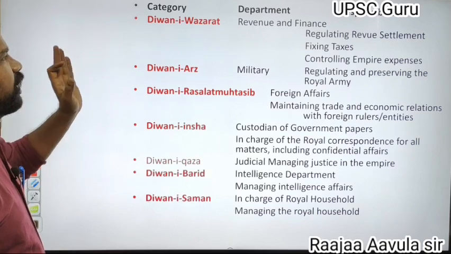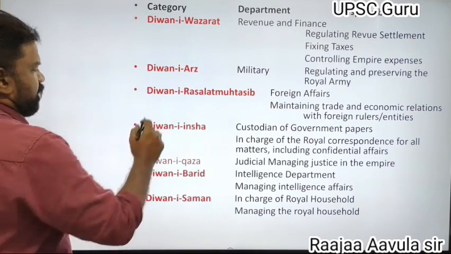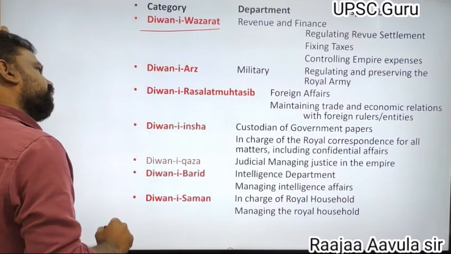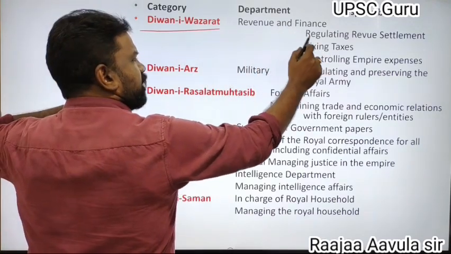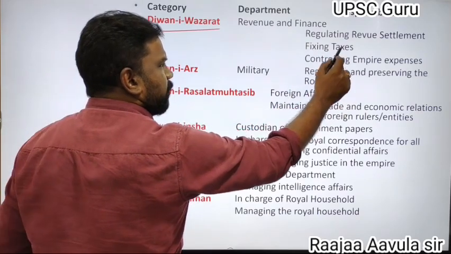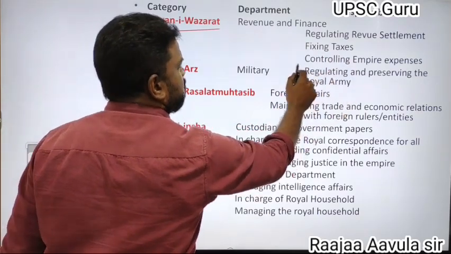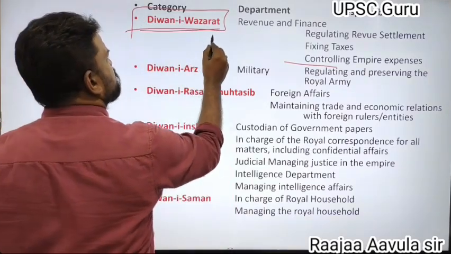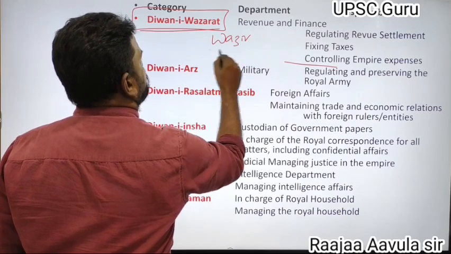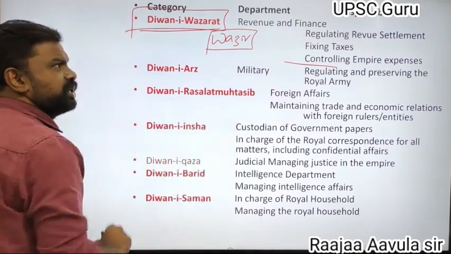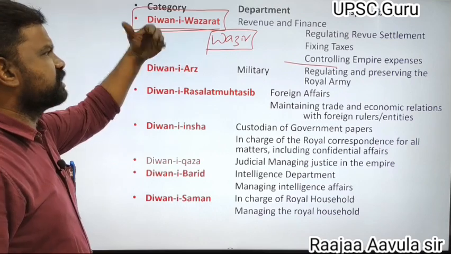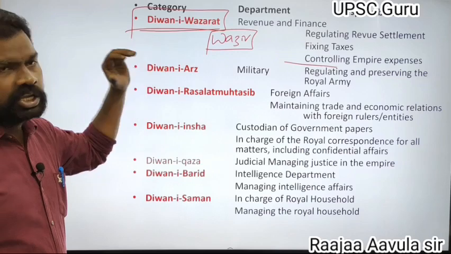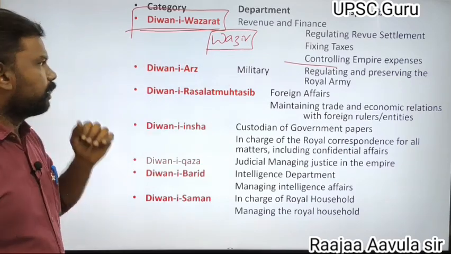Next category, department responsibilities. Diwani Wazarat is the revenue department, regulating the revenue settlement, fixing the taxes, and controlling empire expenses. The Wazir was the head of this Diwani Wazarat. He was the revenue minister. Revenue and finance would be under the Wazir.